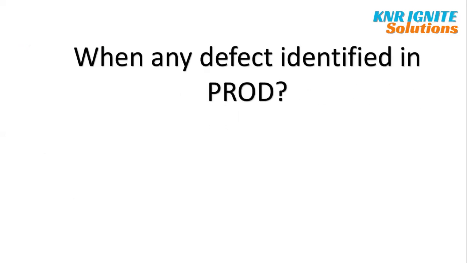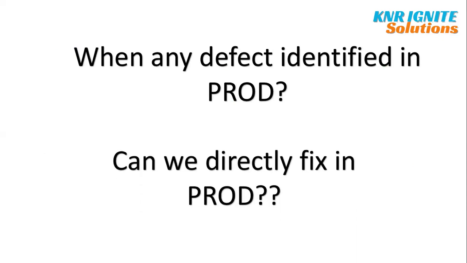Now, whenever you find any issues or defects in the production system, prod is your production system. What do we do? How do we deal with that? So can we directly fix it in the production system? Generally we don't do that. We can't do that, or we don't recommend doing that in the production system. There are various reasons why we don't do it. So for now, let's understand where I do it.